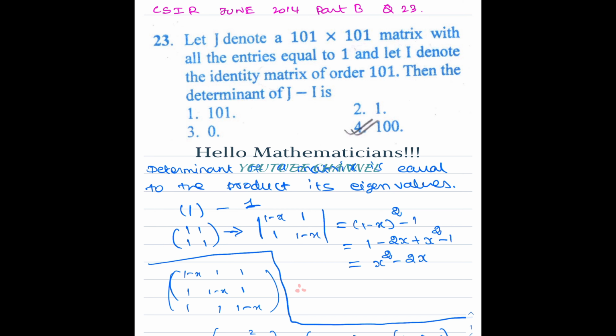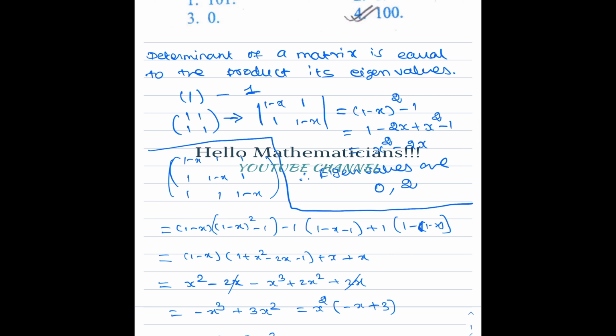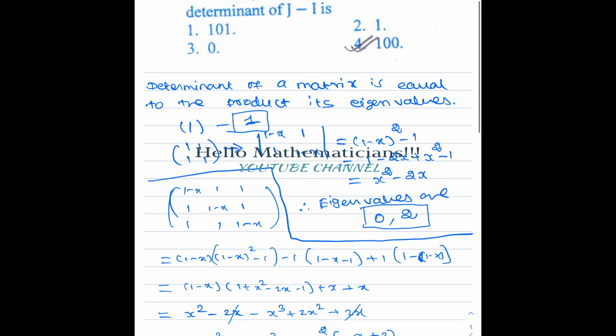Therefore the eigenvalues are the roots of this polynomial: 0 and 2. So in the case of the 1 by 1 matrix, the eigenvalue is just 1. In the case of the 2 by 2 matrix, it is 0 comma 2. A 2 by 2 matrix should have two eigenvalues: one eigenvalue is 0, another eigenvalue is 2. Now let's do the 3 by 3 case.